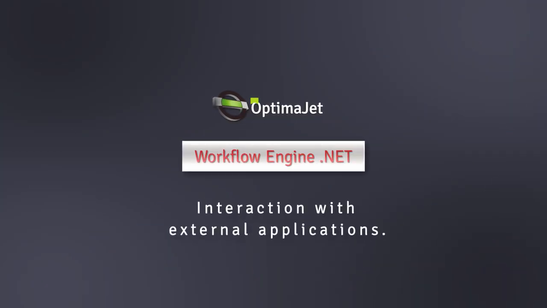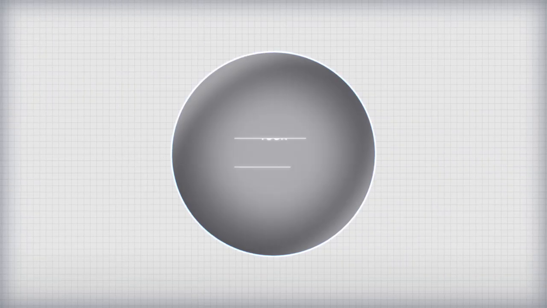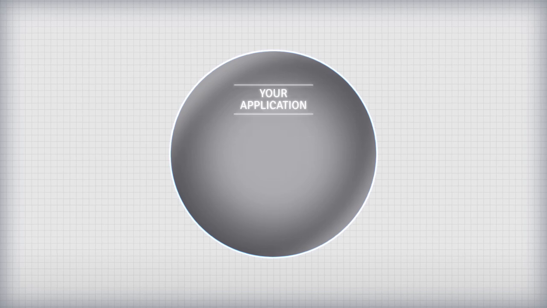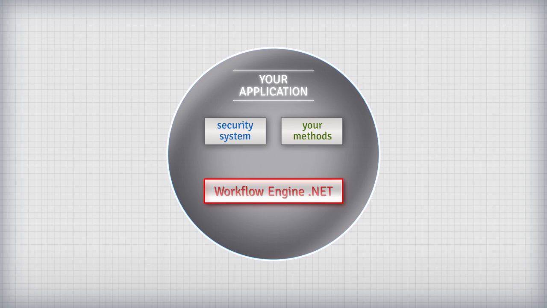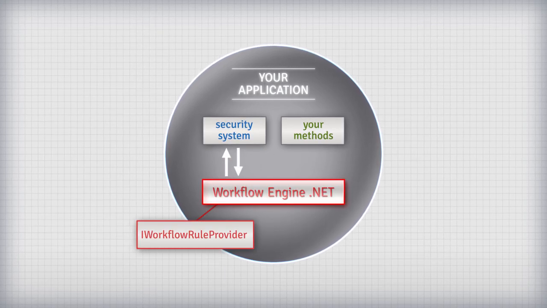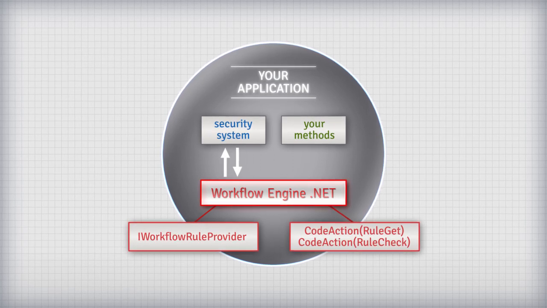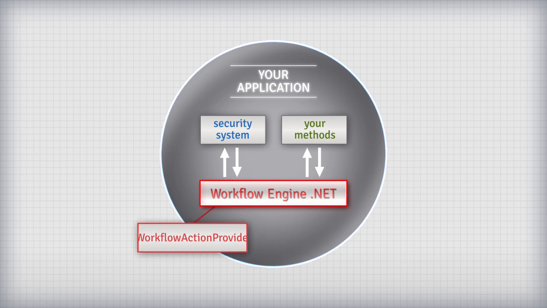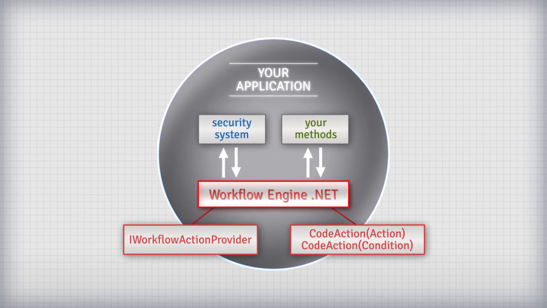Interaction with external applications. WorkflowEngine.net does not have a built-in security system. This is actually great because it means you can integrate it with any security system you have. This can be done via rules that can be implemented in iWorkflow Rule Provider or in the designer using Code Action. To call an external method, you can either use iWorkflow Action Provider or call it directly from the designer using Code Action.